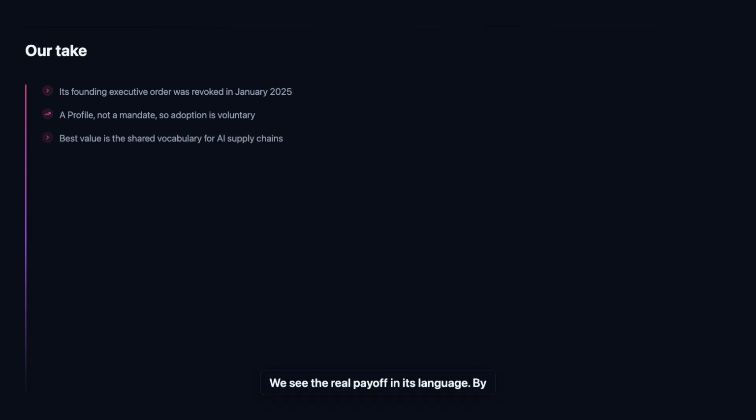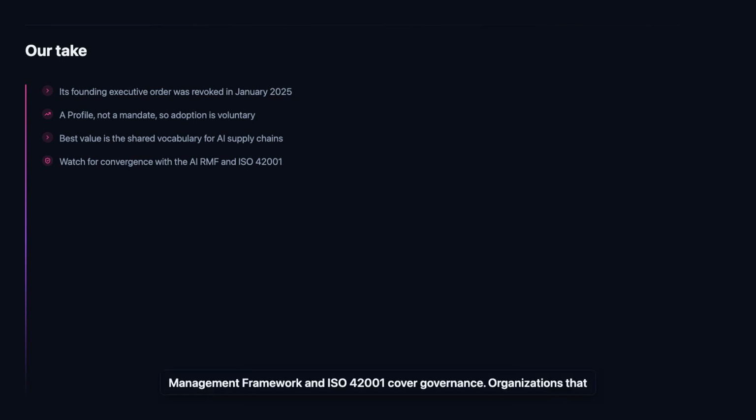We see the real payoff in its language. By extending SSDF practice IDs to AI, it gives acquirers and vendors a common reference for due diligence questions. That comparability matters more than any single task it lists. What we would track next is overlap. SP 800-218A focuses on the build pipeline, while the AI Risk Management Framework and ISO 42001 cover governance. Organizations that stitch all three together avoid duplicated effort and contradictory controls.